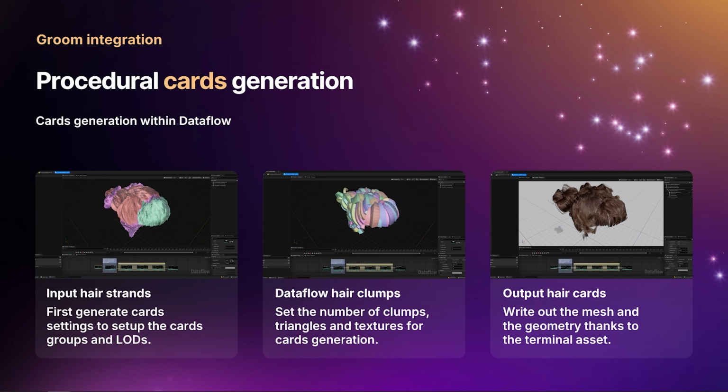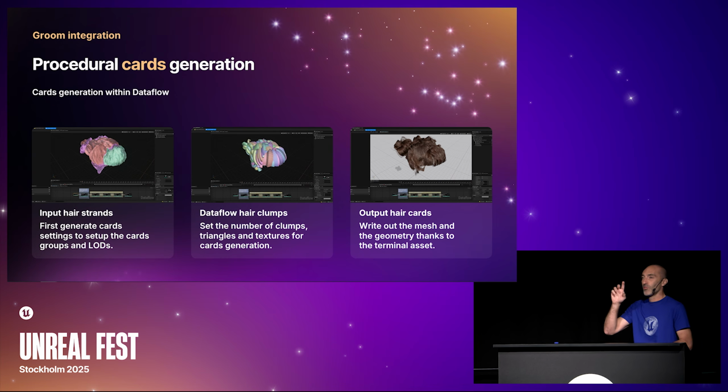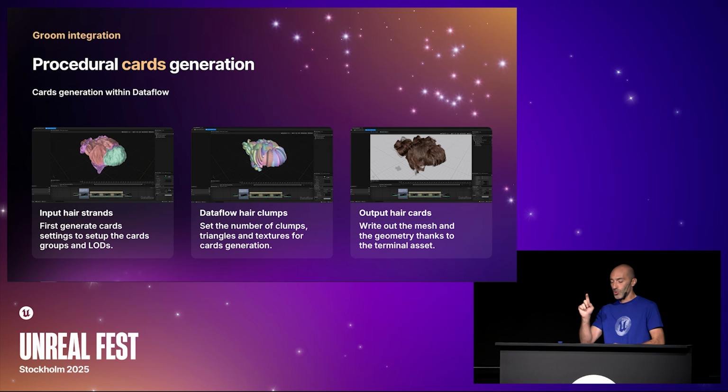Once we had that in place, we started to integrate some nodes to bring features into Dataflow. One of the first things we tried to tackle was the card generation. I don't know if you have ever used it, but there's an option for Groom where you can generate cards out of the strands, just to build some LODs. But the current pipeline is that you have a button in the Groom asset, and you just press the button.